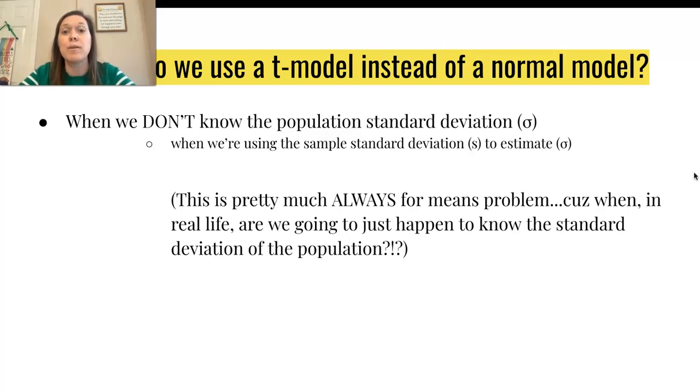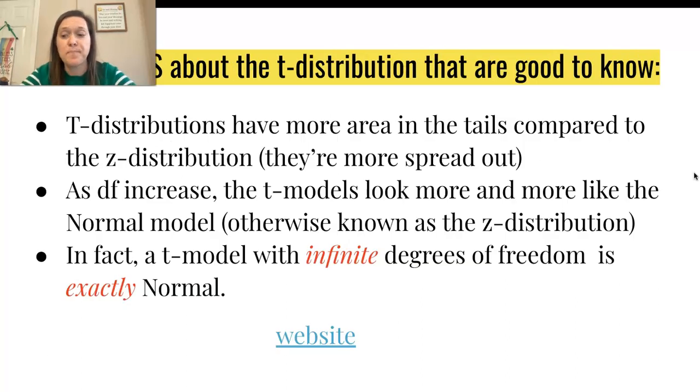Okay, so again, this is pretty much always for means problems, because when in real life, are we just going to happen to know the standard deviation of the population? Rarely. Other facts about the t-distribution that are good to know. The t-distributions have more area in the tails compared to the z-distribution. They're going to be more spread out. And since there's more area, that gives us a bit more probability.